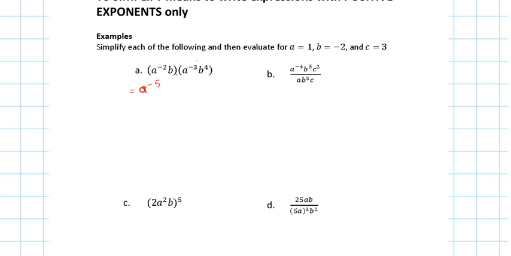And then what do I do with the b's? So I have b to the power. We have the same base, and 1 plus 4 is 5. So that's b to the power of 5, right? Okay. Now, since my final answer has a negative exponent for the a, then I would flip. So I will put this in the denominator. So it's going to be b^5 over a^5.